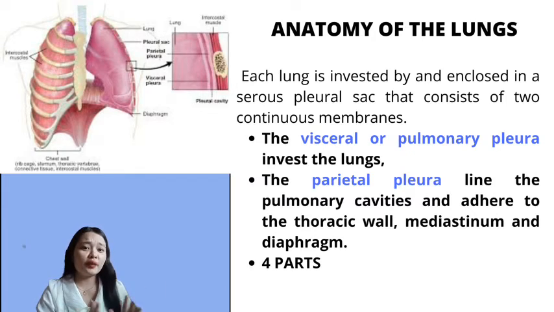So let's start with the parietal pleura. It lines the pulmonary cavities and adheres to the thoracic wall, mediastinum, and diaphragm. The parietal pleura consists of 4 parts.